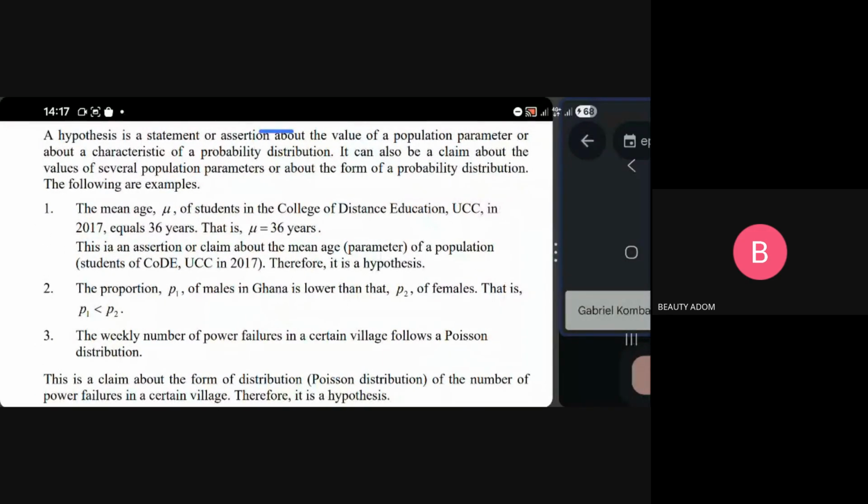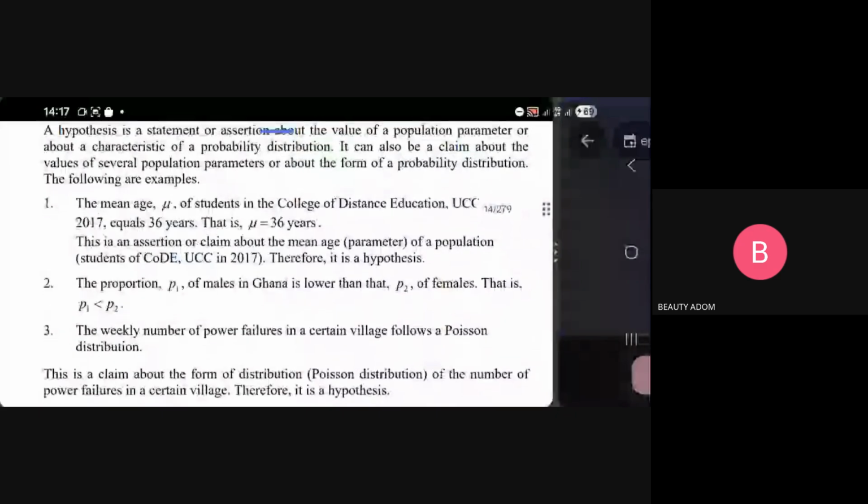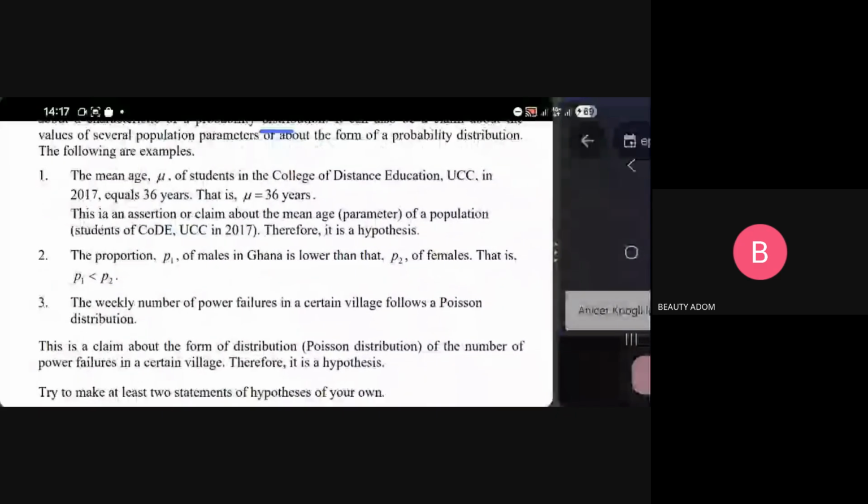For example, we have a mean age of students in the College of Distance Education in 2017, which is equal to 36 years. So in writing the hypothesis, we write that mean is equal to 36 years. I believe, as I'm saying, you can now see the symbol for mean. So the mu sign there stands for the symbol for mean. So now the assertion or the claim about the mean of the population is that I say their mean is equal to 36. Please, when I'm done, I'm expecting you to also come in with some statements that you think are also hypotheses.